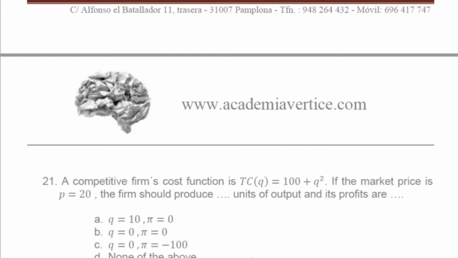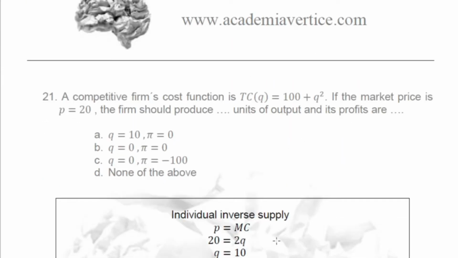apply the profit maximizing condition, price equal to marginal cost, we find that 20, the price, is equal to Q, so Q is equal to 10. The firm should produce 10 if it produces, okay?